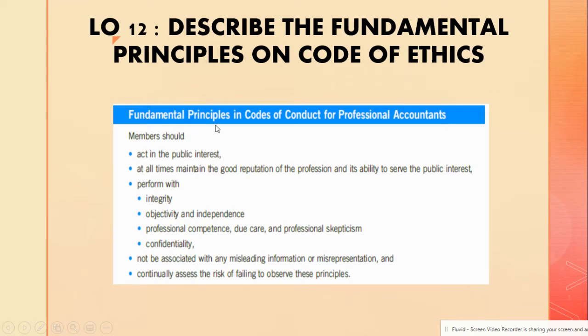So under the fundamental principles and code of conduct for professional accountants, I mentioned that members should act in the public interest at all times, maintain the good reputation of the profession and its ability to serve the public interest, perform with integrity, objectivity and independence, professional competence, due care and professional skepticism. Okay. What does it mean by professional skepticism?